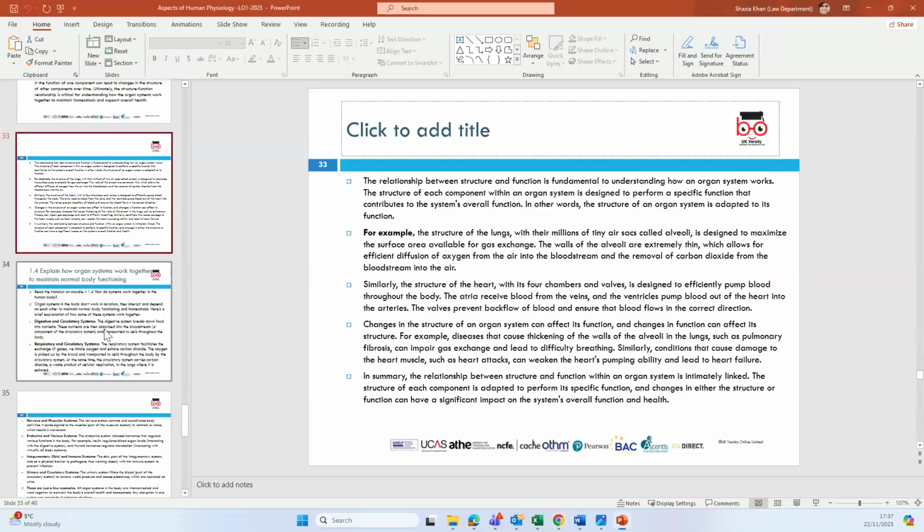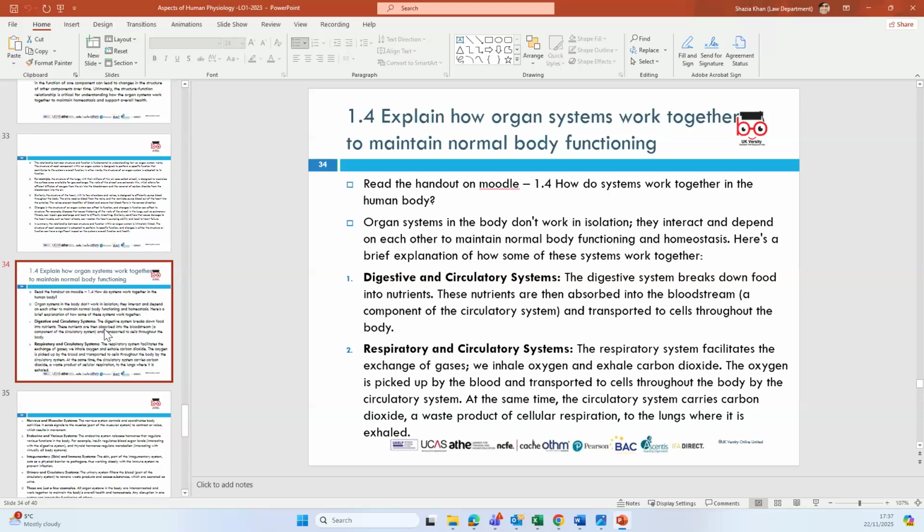So 1.4, we're looking at explaining how the organs work together to maintain normal body functioning. For example, the respiratory and the circulatory systems cooperate to deliver oxygen to cells. And then you have the digestive system and the circulatory system. The digestive system is there to break down food into usable nutrients, whereas the circulatory system will then transport both oxygen and nutrients to all cells throughout the body.